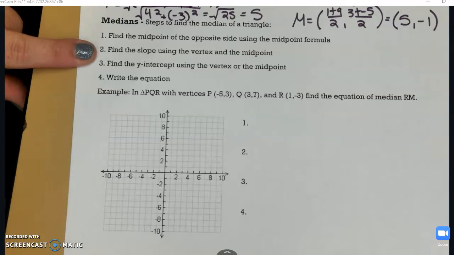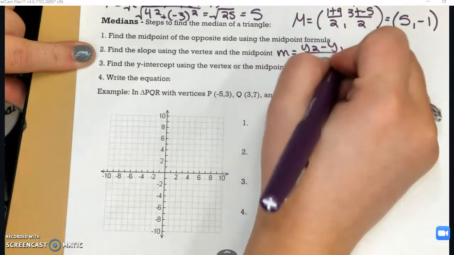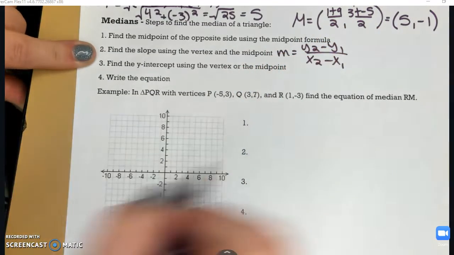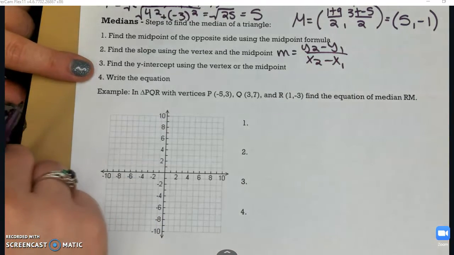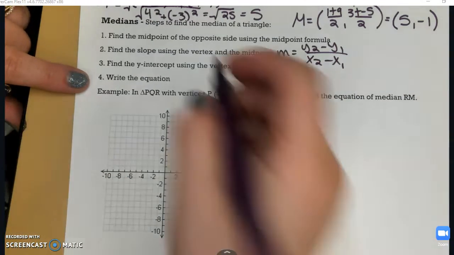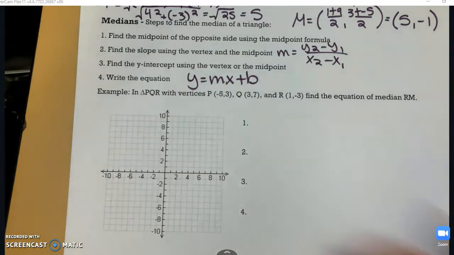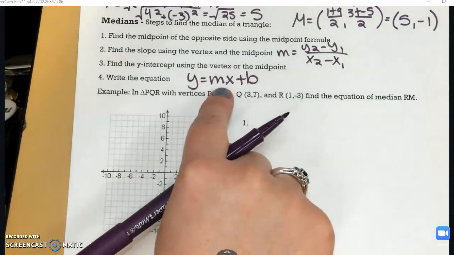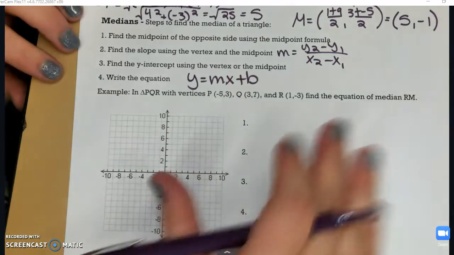Then next I want to find the slope between the vertex and the midpoint. So that's just your y2 minus y1 over x2 minus x1 formula. Then I need to find the y-intercept using either my vertex or my midpoint, and I'm going to write my equation, and we're going to use point-slope form for this. Or sorry, slope-intercept form. Y equals mx plus b. So I need my slope and my y-intercept to write the equation that way.